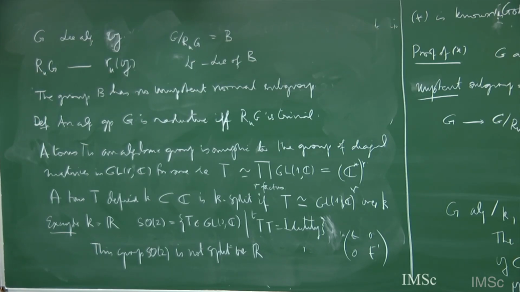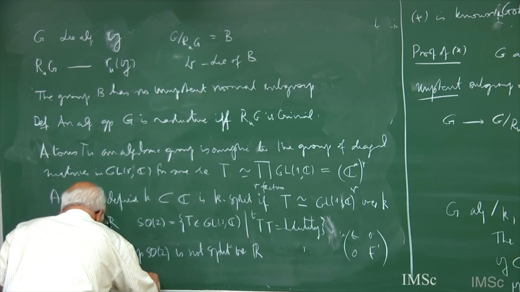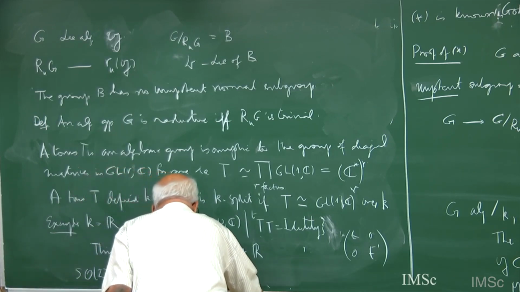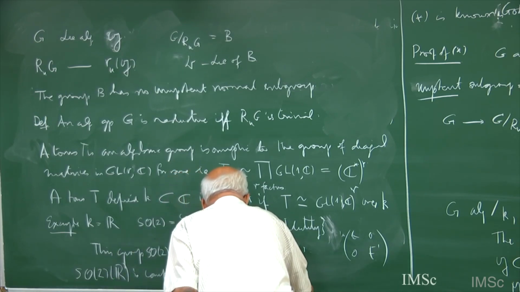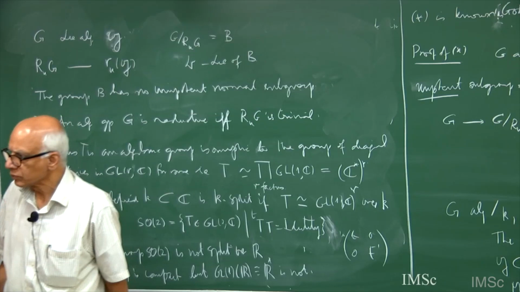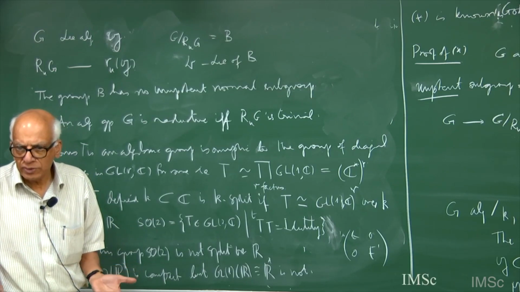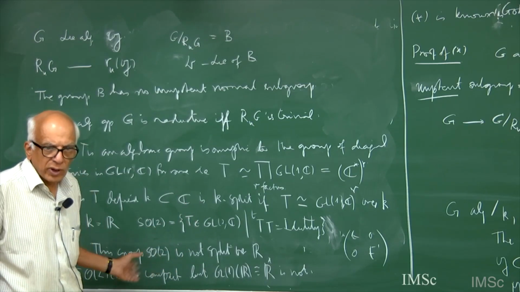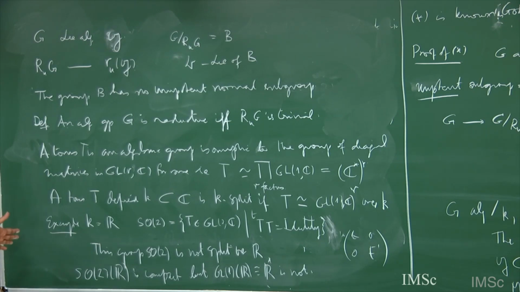So SO2 R is compact, but GL1 R is not. When I say it's an isomorphism, it's an algebraic isomorphism, and it will automatically be an isomorphism of the corresponding topological groups. So if one is compact and the other is non-compact, obviously they are not going to be isomorphic. This is a typical example.